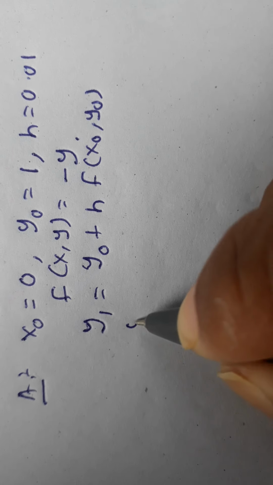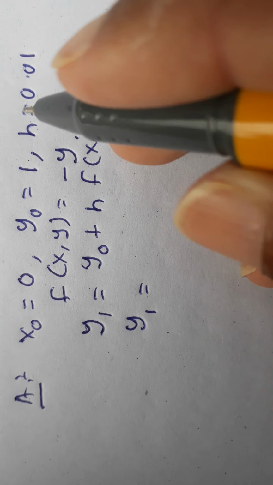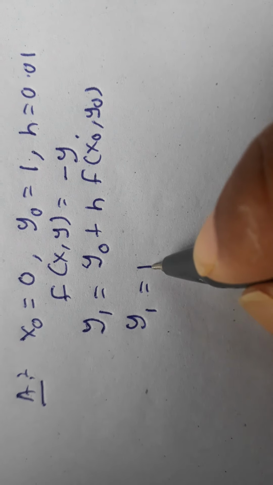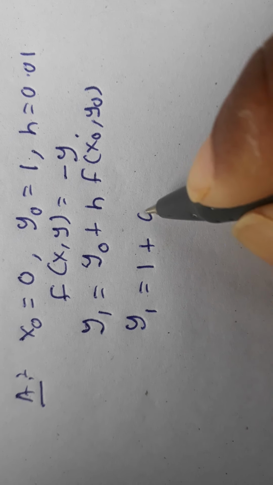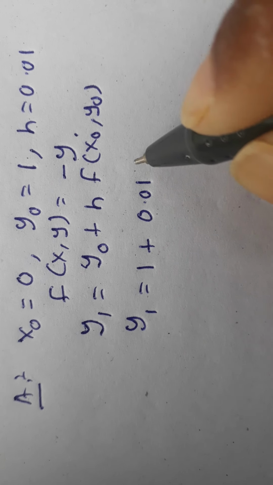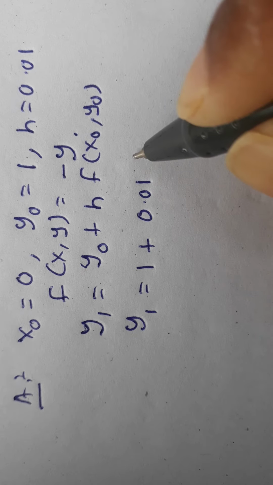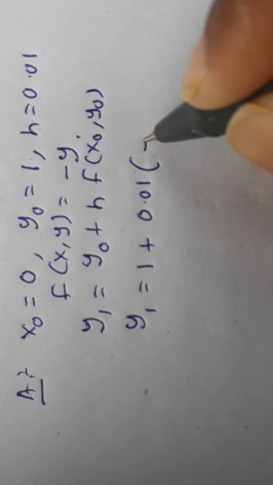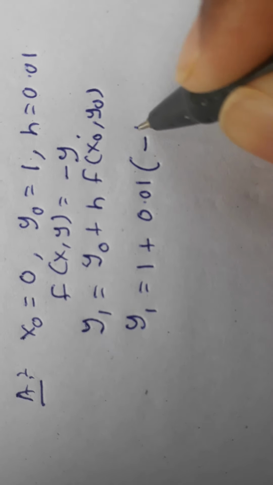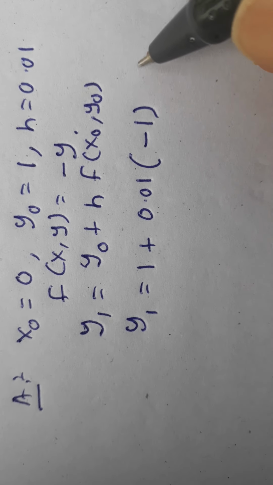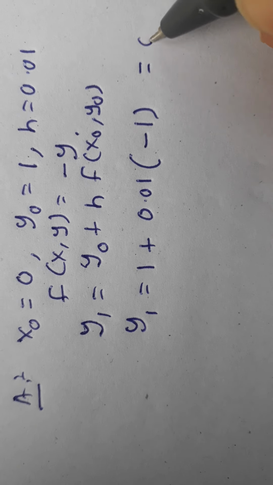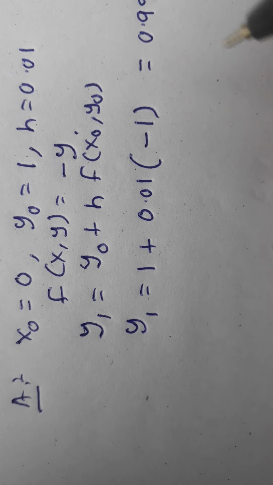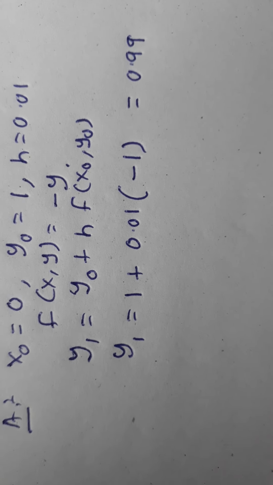y1 will be y0, which is already given as 1, plus h, already given as 0.01, into f of x0, y0. Since f of x, y equals minus y, f of x0, y0 equals minus of y0, so minus of 1. So this is 0.99. y1 is given like this.